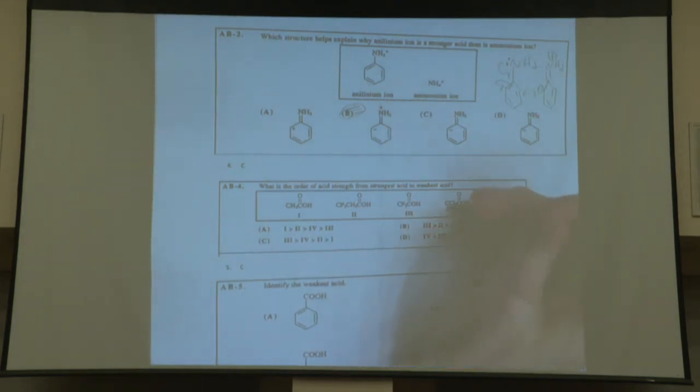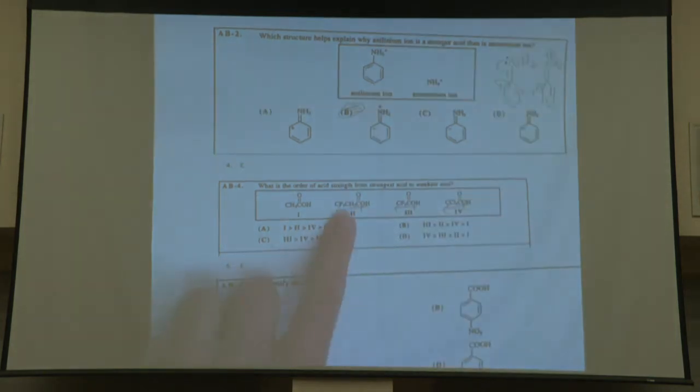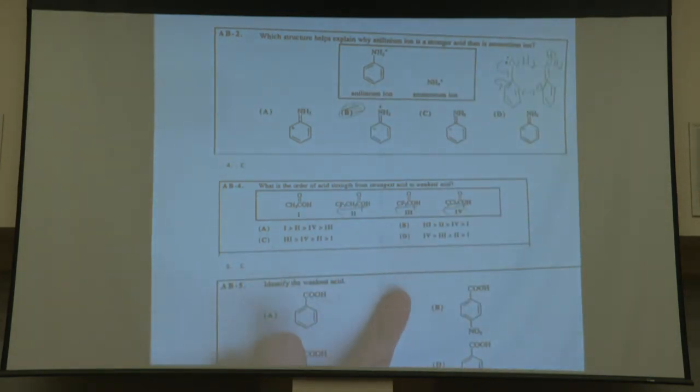You guys remember induction, right? So we can draw our little arrows this way. What makes something have more of an inductive effect? Yes, being more electronegative, right? So what's more electronegative, fluorine or chlorine? Fluorine, right?